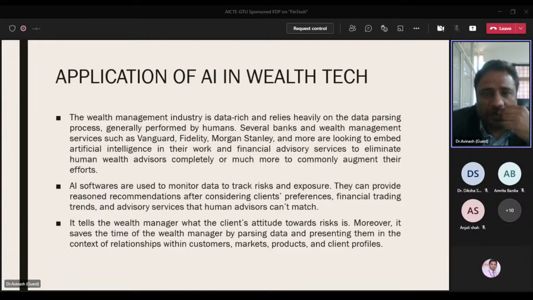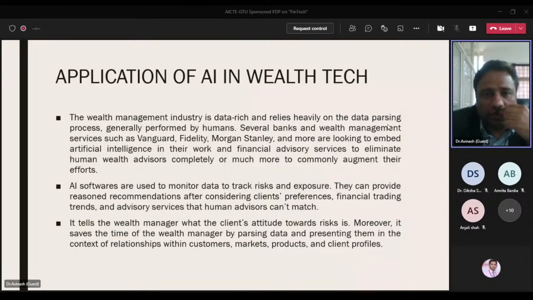Applications of AI in wealth technology. The wealth management industry is data rich and relies heavily on the data parsing process, generally performed by humans. Several banks and wealth management services such as Vanguard, Fidelity, Morgan Stanley, and more are looking to embed artificial intelligence in their work and financial advisory services.